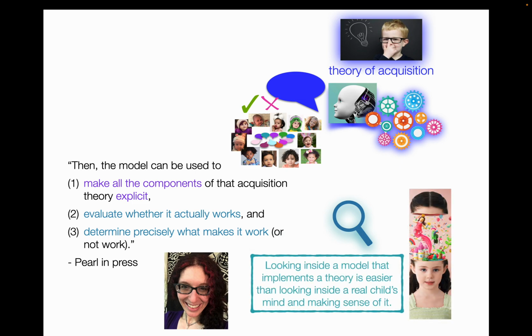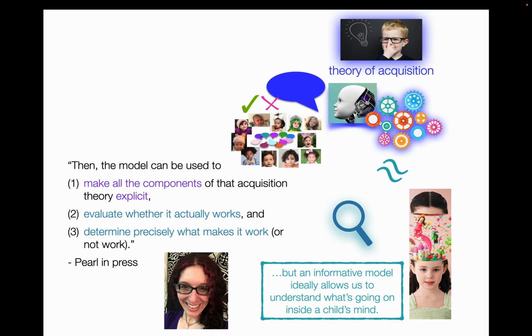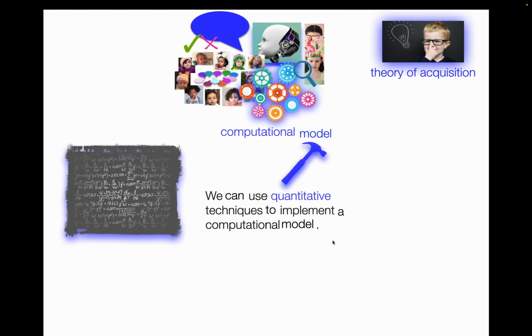And the benefit of modeling is that looking inside a model that implements a theory like this is easier than looking inside a real child's mind and making sense of it. But an informative model, one that's built to be cognitively plausible, that's meant to capture the important parts of the acquisition process, ideally allows us to understand what's going on inside a child's mind. So how do we build them?